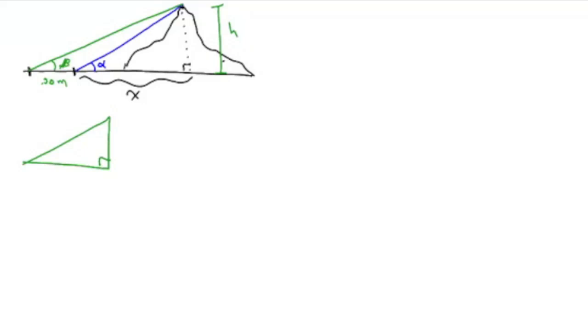So this angle here is the green triangle. This is beta. The distance between here and here is the same as the distance between here and here. How far is that? 100 plus X, or X plus 100, either or. And the side we're interested in is over here, which is the height of the mountain. Alright. Blue triangle will be the smaller one.